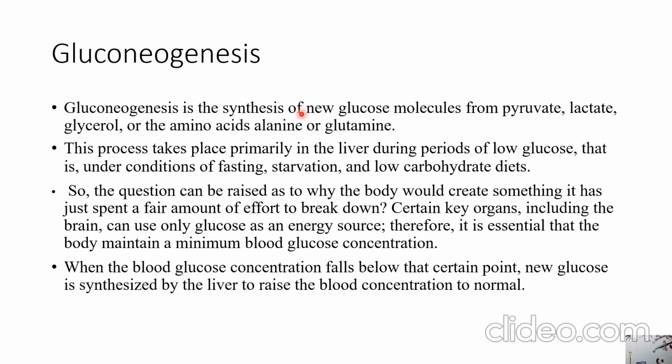We have talked about gluconeogenesis, the synthesis of new glucose molecules from pyruvate, lactate, and glycerol, and this process exists primarily in the liver during periods of low glucose, that is under conditions of fasting, starvation and low carbohydrate diets. So why would the body make this fair amount of effort? Certain key organs, including the brain, can use only glucose as an energy source. Therefore, it is essential that the body maintain a minimum blood glucose concentration. So when the blood glucose concentration falls below that certain point, new glucose is synthesized by the liver to raise the blood concentration to normal.